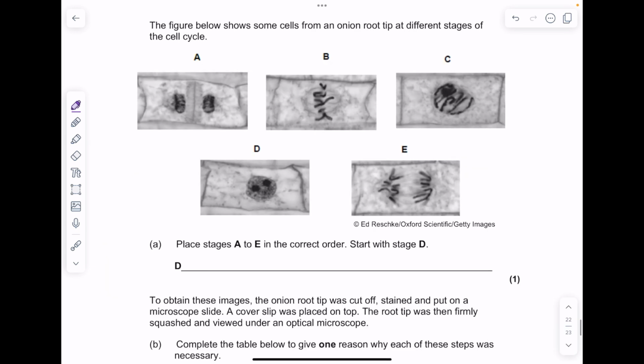The figure below shows some cells from an onion root tip at different stages of the cell cycle. Place stages A to E in the correct order. Start with stage D. Then we need our chromosomes to condense, which is C. Then they need to line up at the equator, which is B. Then they need to migrate to opposite poles, E. And then cytokinesis takes place, so that's A.